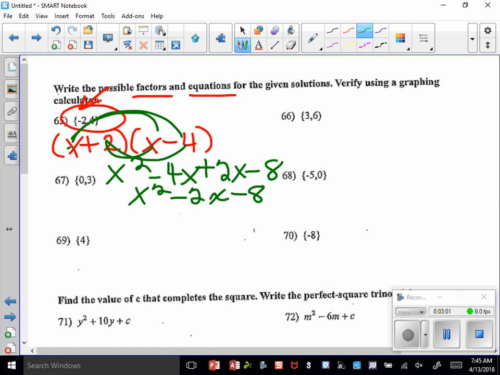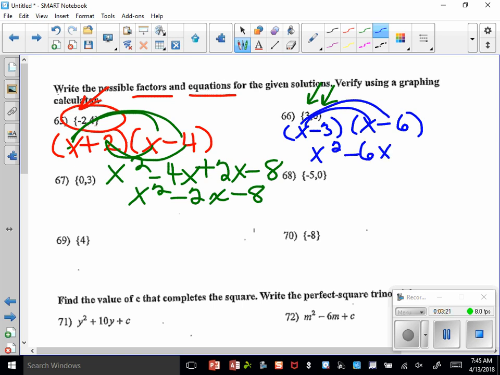So let's do number 66. Since both of these are positive, a +3 and a +6, we use the opposite sign and say x minus 3 and x minus 6. Okay, FOIL this out. X squared minus 6x minus 3x plus 18. Simplify. X squared minus 9x plus 18.